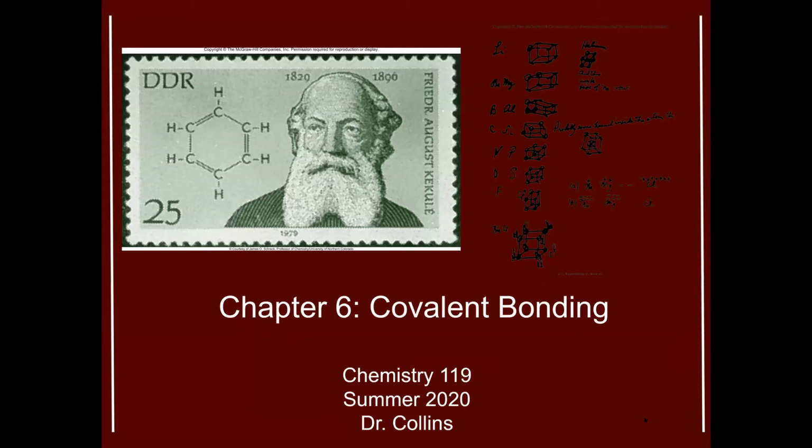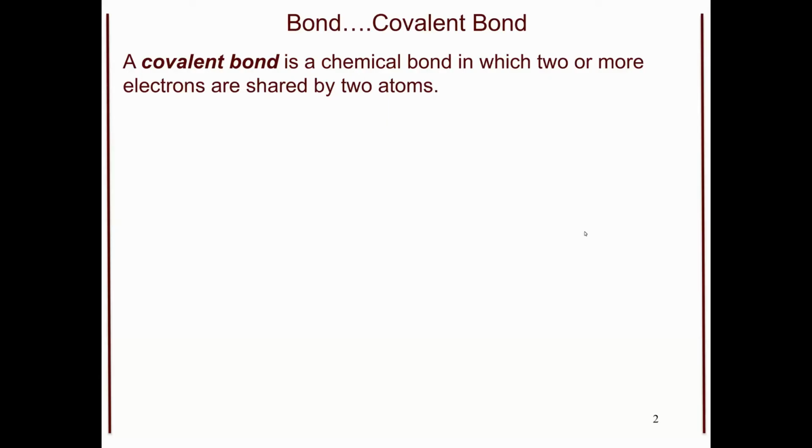Hi students, in this first video for chapter 6, we are now going to talk about the covalent bond and building Lewis structures. So what is the covalent bond? A covalent bond is a chemical bond in which two or more electrons are being shared by two atoms.